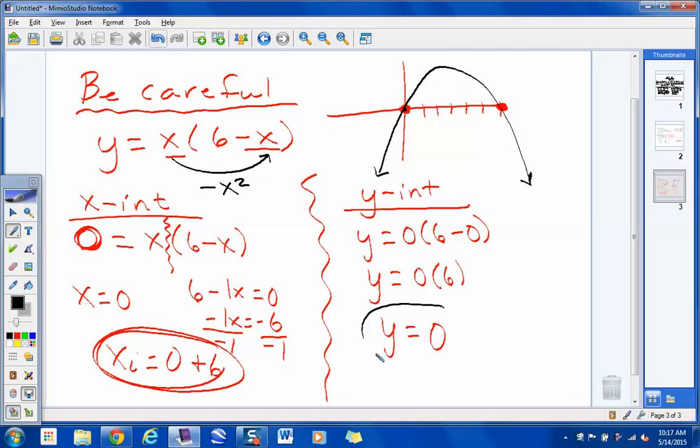So the y-intercept is 0, and the x-intercepts are this. You understand why I say be careful there? Typically we've had 3 points. There truly are 3 points here, but one of them gets accounted for how many times? 2 times. Okay. Guys, what questions have you got?